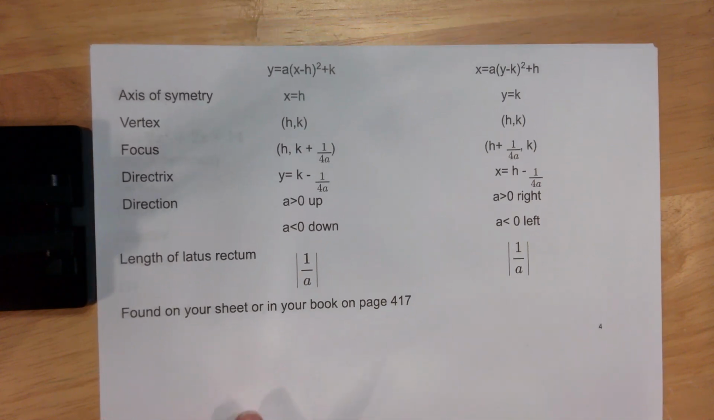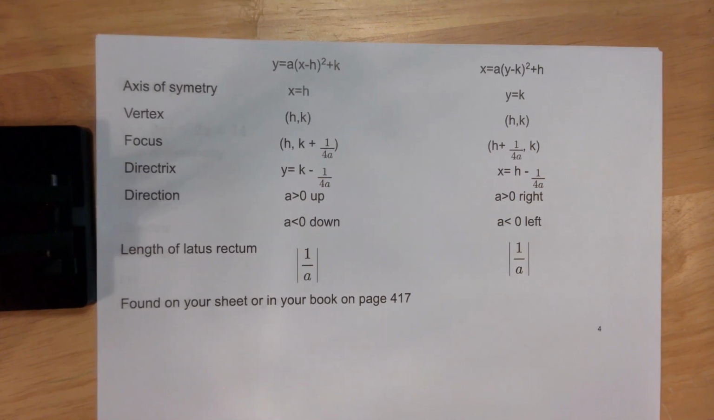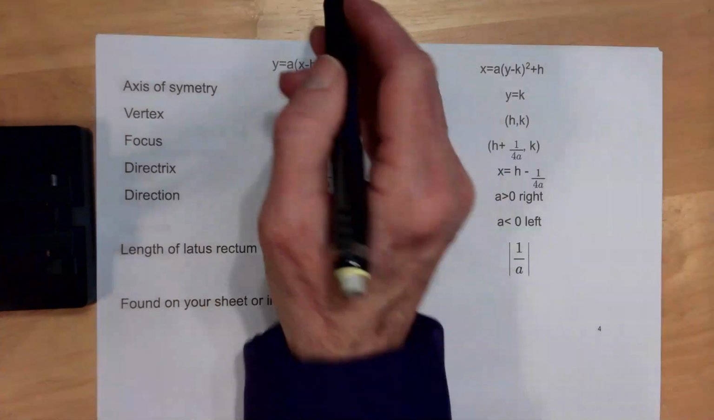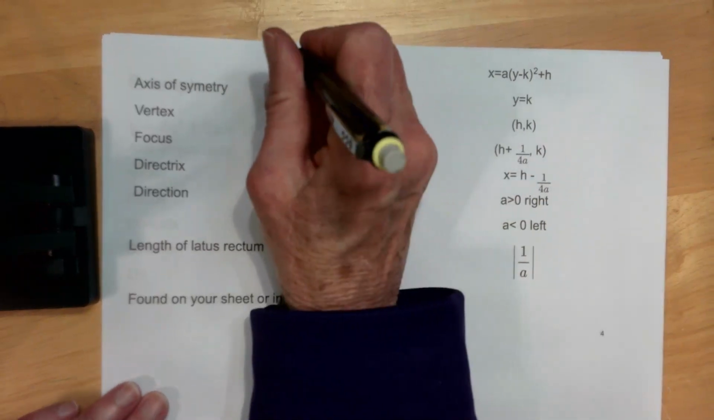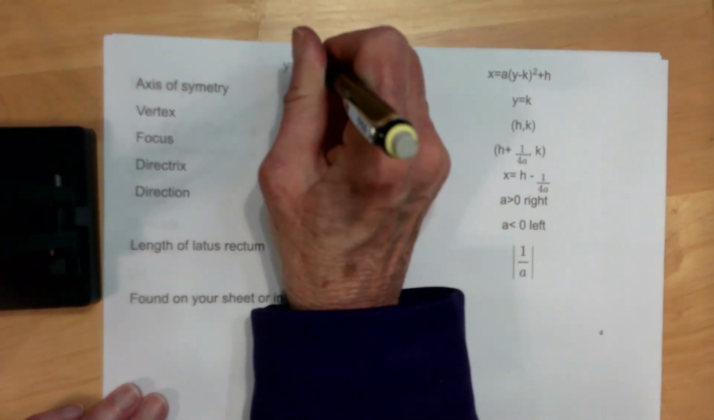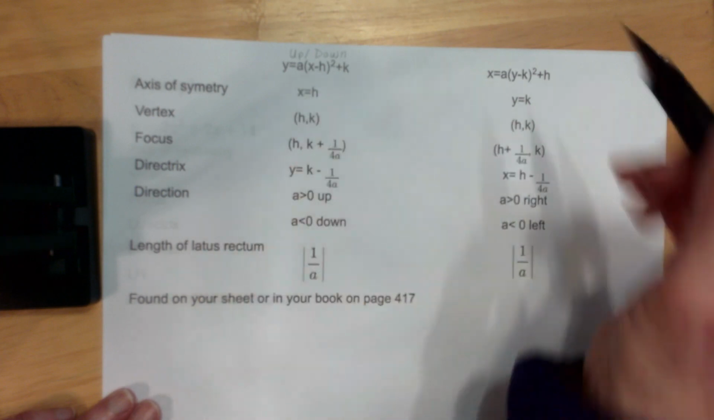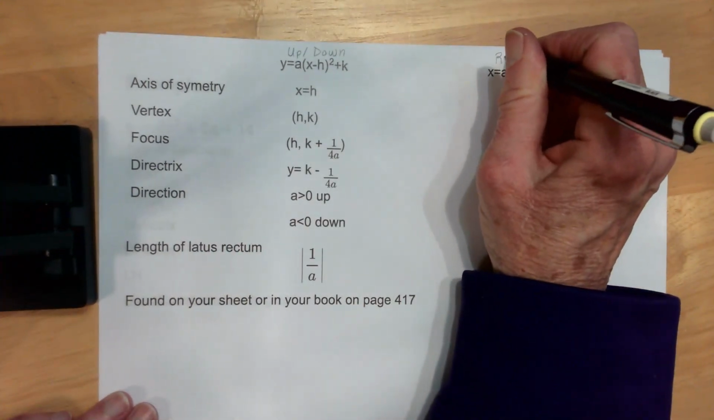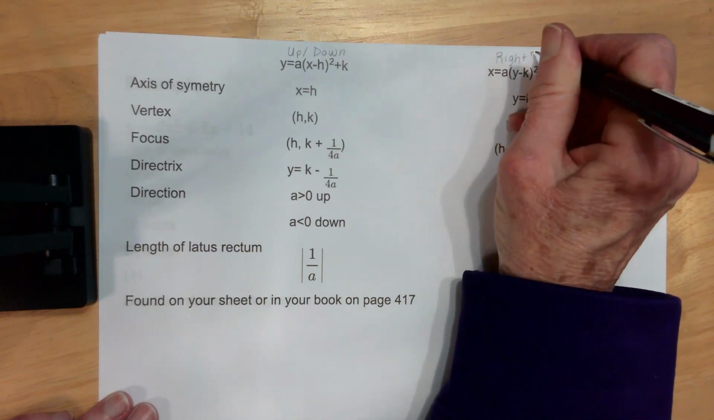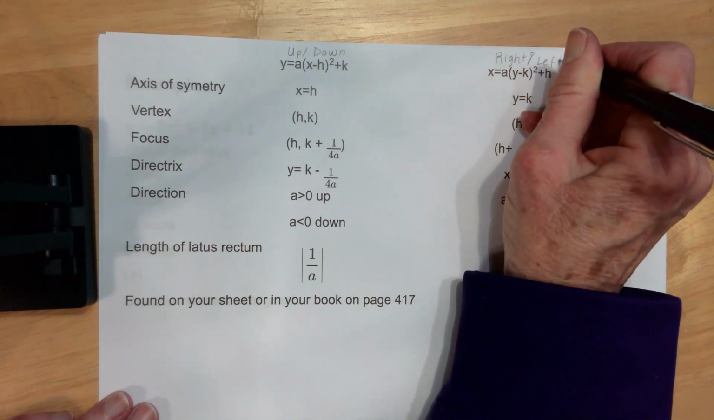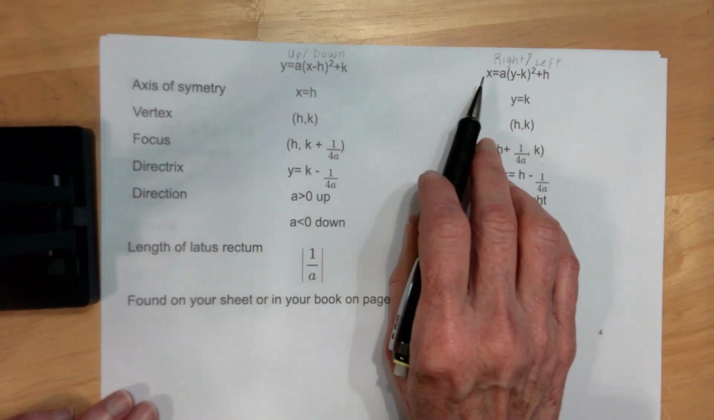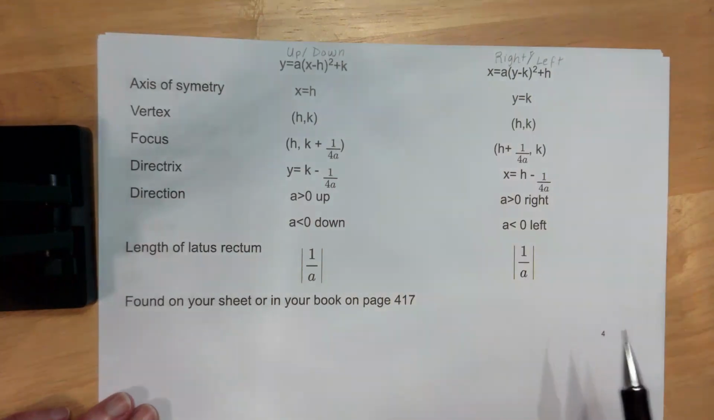Now, you have a sheet about parabolas, and it has this information on that sheet. It's also found in your book on page 417. So this right here is about a parabola that opens up and down. And I know that parabola has a y equals, and we're familiar with this equation. This is a parabola that opens right and left. That's a parabola that has an x equals in the equation.